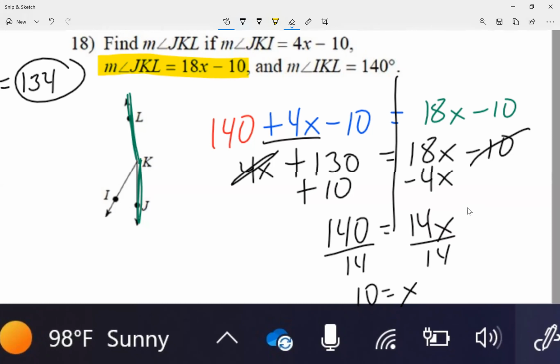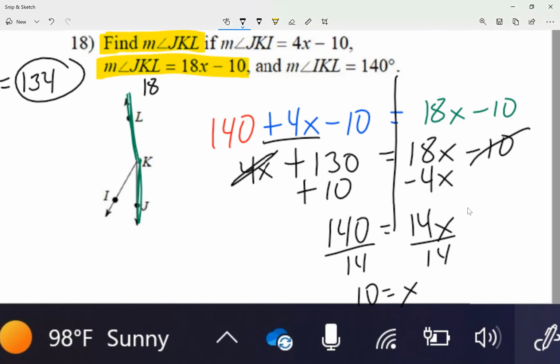If the instructions were solve for x equals 10, I'm good to go. However, the instructions said find the measurement of JKL. And I know JKL is 18 times x minus 10. So in reality, I'm going 18 times 10, because I know the value of x, 18 times 10 minus 10. So I know 18 times 10 is 180. 180 minus 10 is 170.